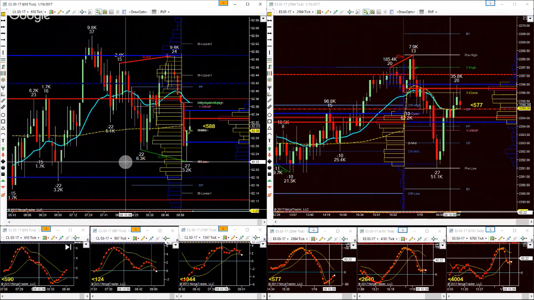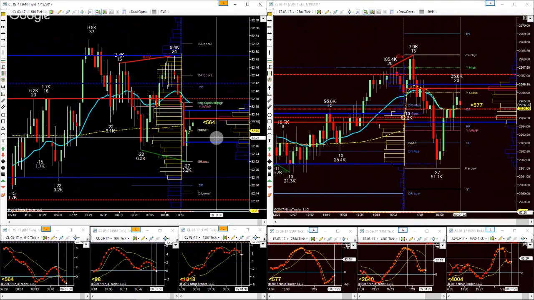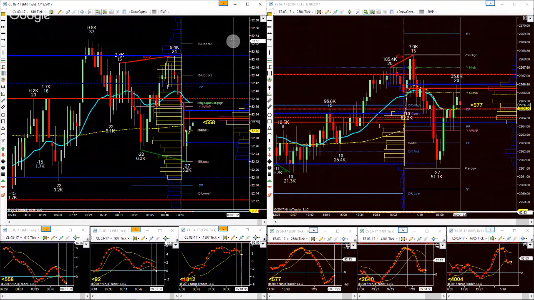Nothing really glaring in the way of the first potential setup here. Right now, you just kind of got to hang out and see what comes. Looks like we might be in for some chop here, which for us is just time to sit on our hands if that's what ultimately develops.